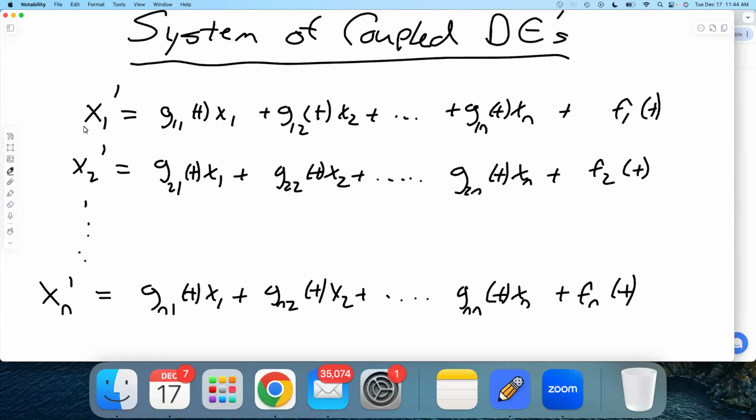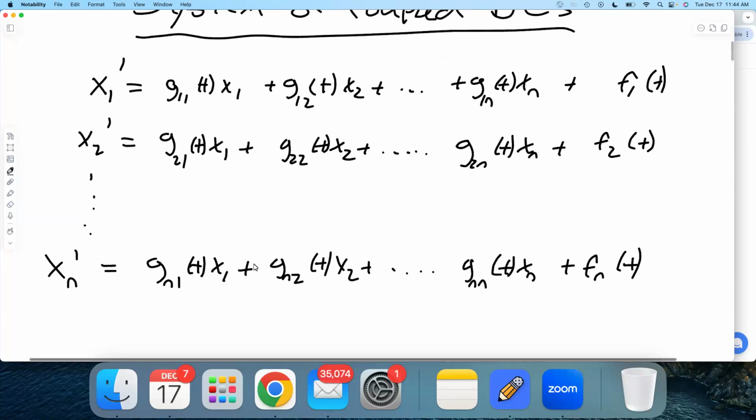And we call this coupled because x1 prime, for example, depends on the other guys, depends on x2 and x3 and so forth. If I just had here x1 prime only depends on x1, and x2 prime only depends on x2 and so forth, we would just solve those independently. Like we would know how to solve each one of those one at a time, and we would have our solution. But that's not what we have. We've got some mixture in all of our formulas.